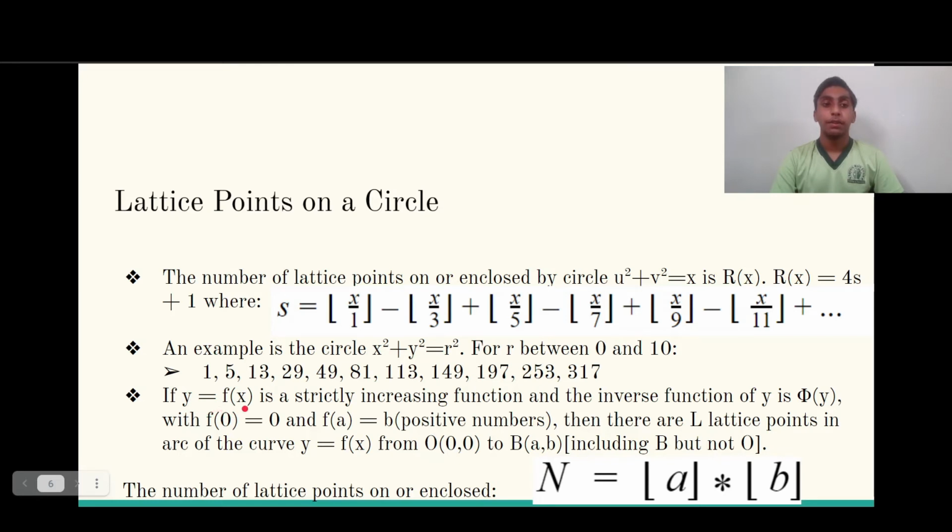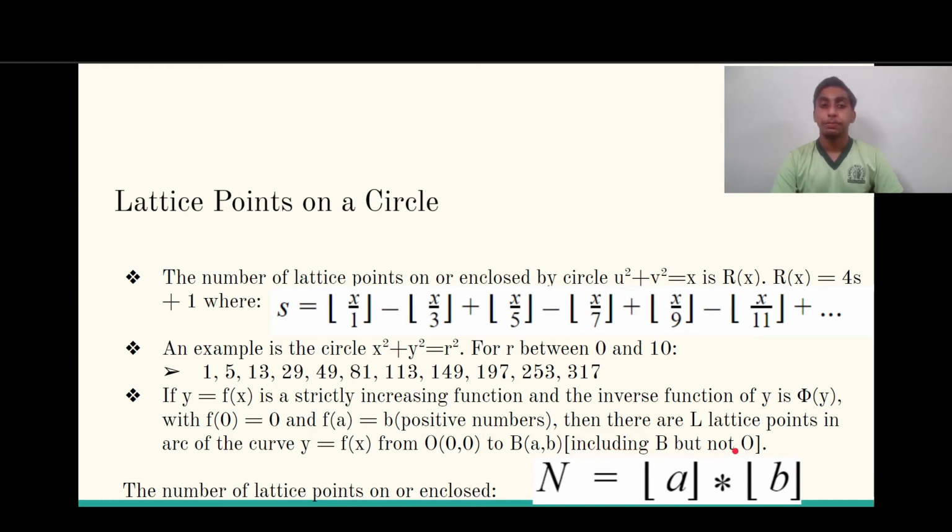Now, we also have a formula to calculate lattice points that are on a curve. If y is equal to f of x, and this is a strictly increasing function, so the y value is increasing, then the inverse function of y is this. Then with f of 0 equal to 0, and f of a equal to b, and these are positive numbers, there are L lattice points in the arc of the curve y equal to f of x from O, which is (0, 0), to b, which is (a, b), and these are coordinates. This includes the endpoint b, but not the endpoint O.